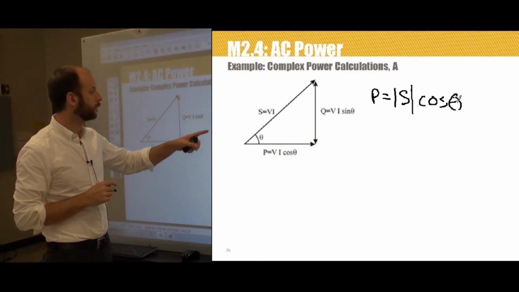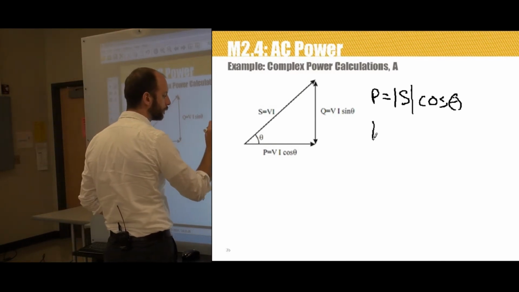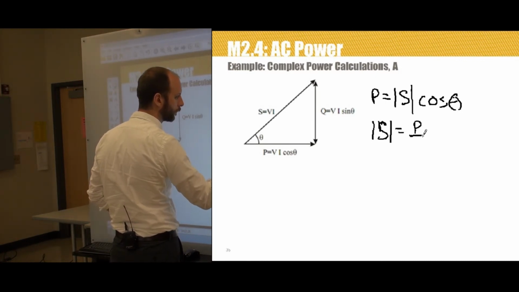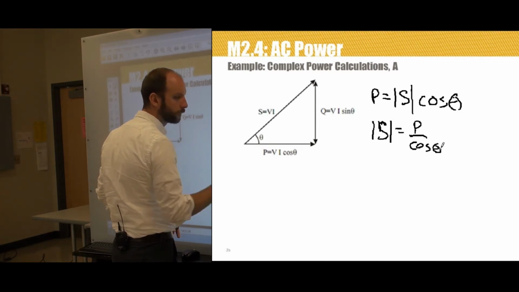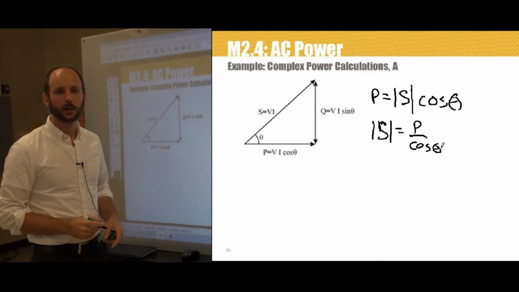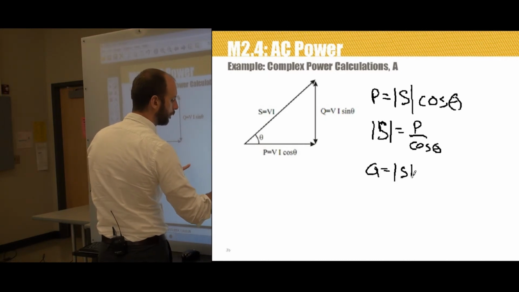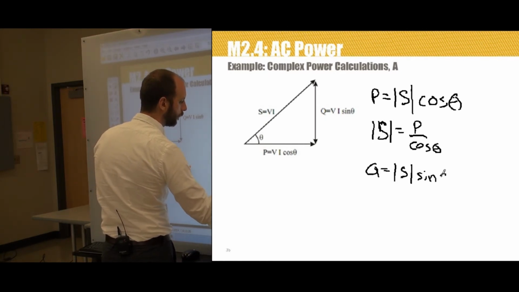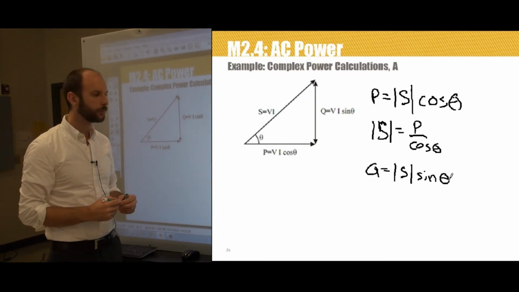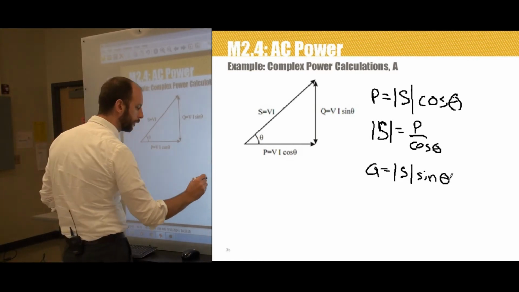We could do some division there, and we find that the magnitude of S is equal to P over the cosine of theta. And similarly, we could say that Q is equal to the magnitude of S times the sine of theta, and we're just using the triangle relationships to show this. We were told something about theta. We were told that the cosine of theta equals 0.8.